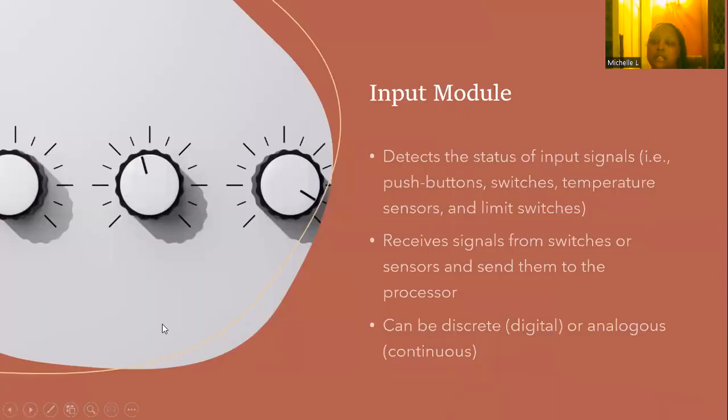The input module detects the status of input signals like the push buttons, switches, and temperature sensors. It receives signals from switches or sensors and sends them to the processor for further evaluation. And they can be discrete or analog, that's digital or continuous. And then they can also be converted back and forth depending on how the program is set up.